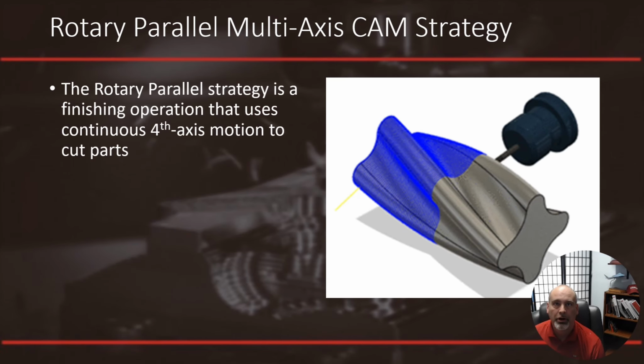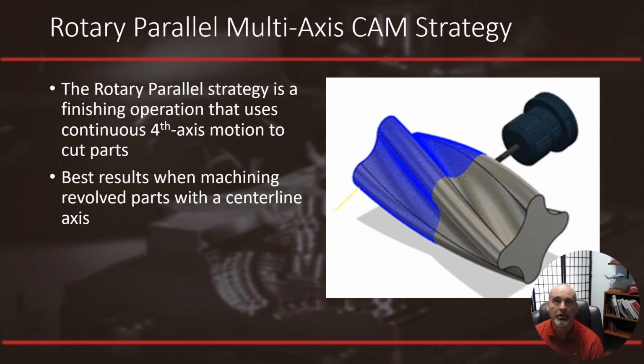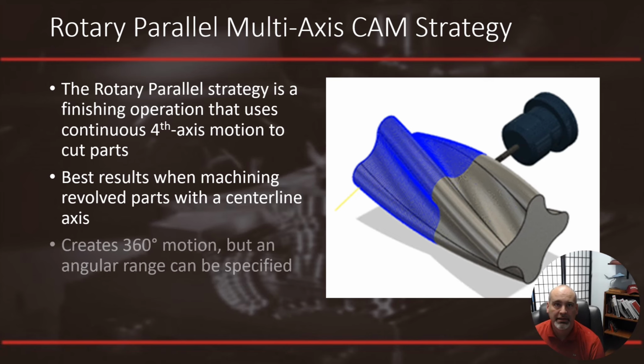The rotary parallel strategy is a finishing strategy operation that uses continuous 4th axis motion to cut parts. Best results when machining revolved parts with a centerline axis. Generally creates a 360-degree motion, but an angular range can be specified.